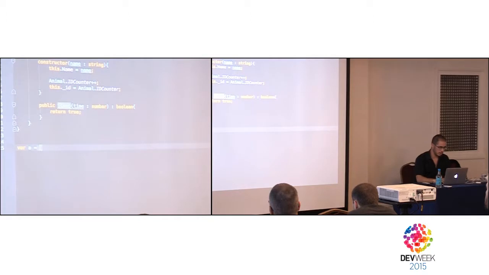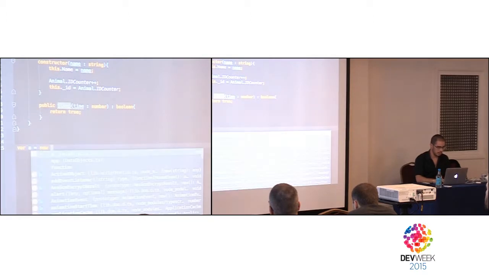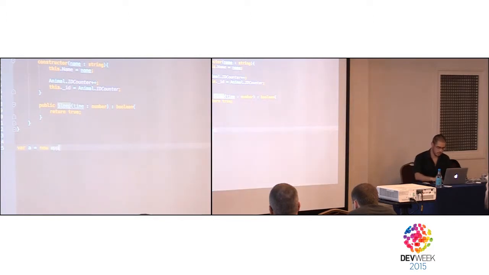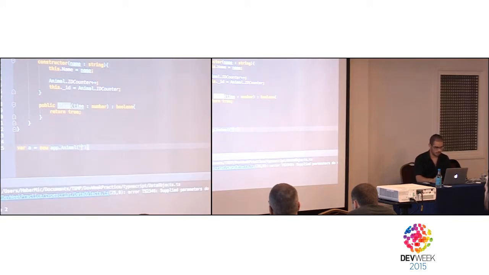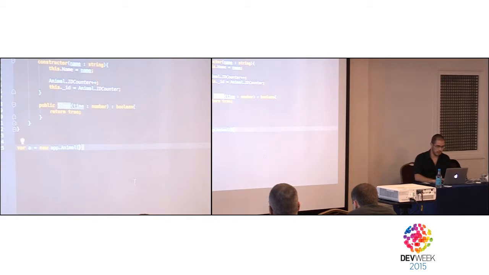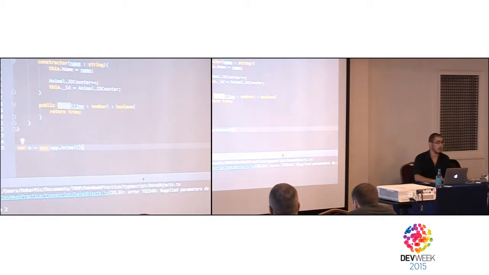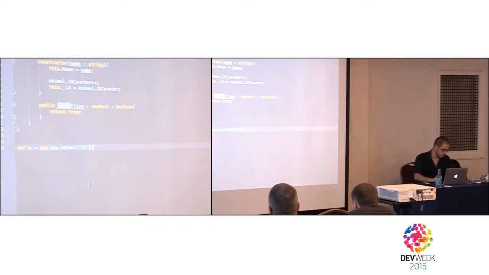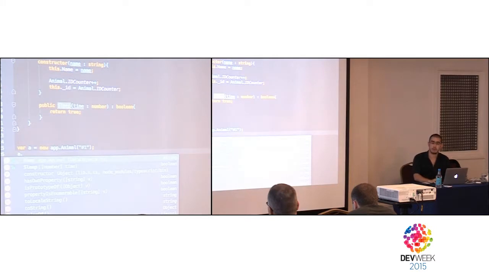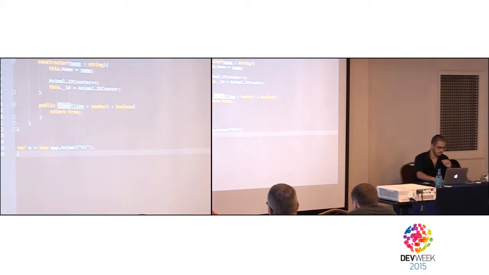So var a equals new, and you can see that I have an instance for the app, which is my namespace. And immediately you can see that I have an animal. And now I'm going to pass, you can see that when I don't supply the constructor parameters, I'm not compiling, so let's create it number 1. And you immediately see that it has sleep and name and everything you want.